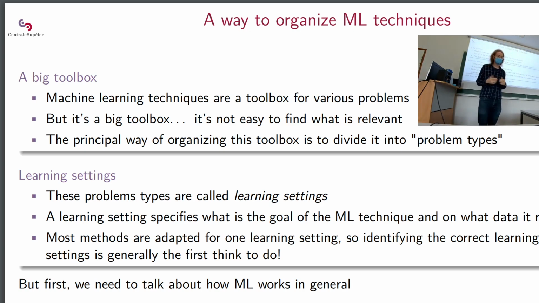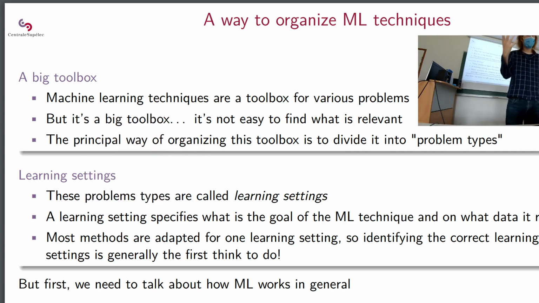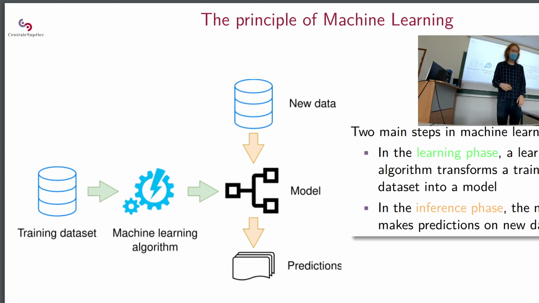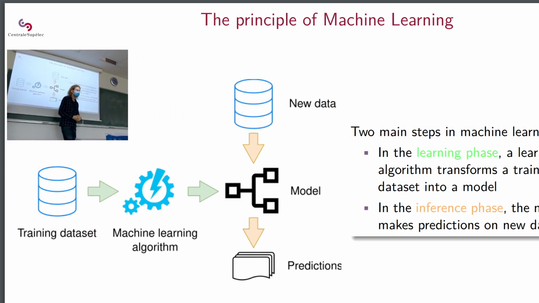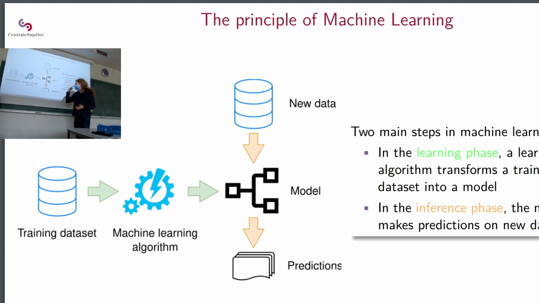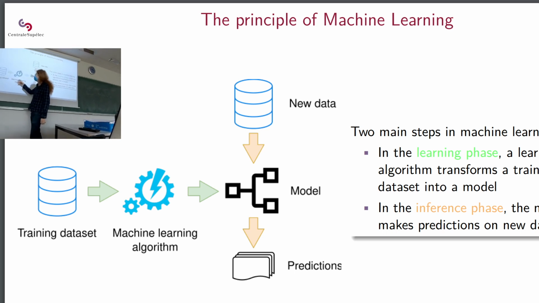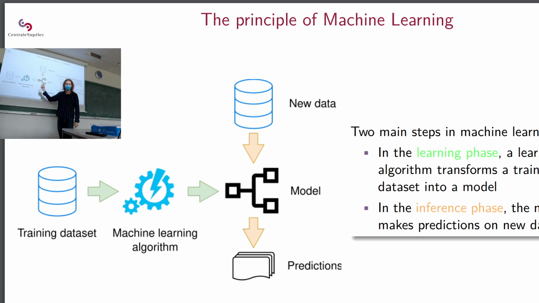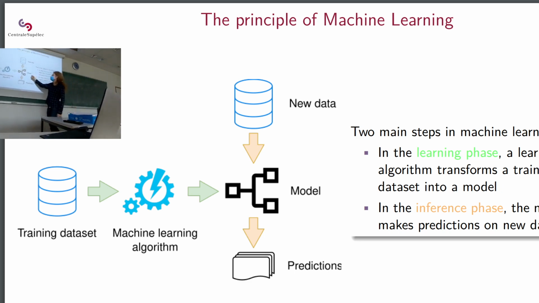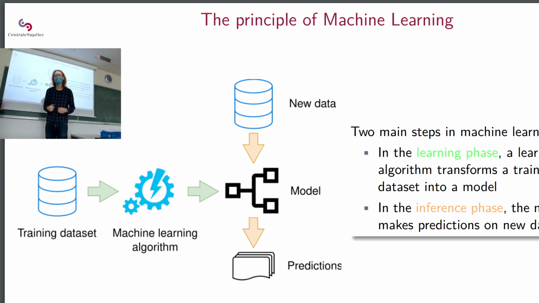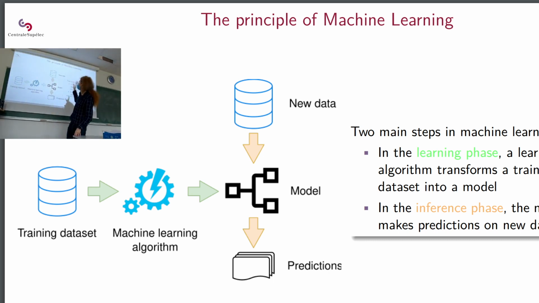Before presenting these settings, I will just talk a little bit about how machine learning works in general. We generally have two phases in machine learning: the learning phase and the inference phase. In the learning phase, we use some training dataset that will be transformed with a machine learning algorithm into a model. And then in the inference phase, we will use some new data and use this model to make some prediction. So typically, learning a model is done once, and once you want to use your learned model, it's the second part, the inference phase.